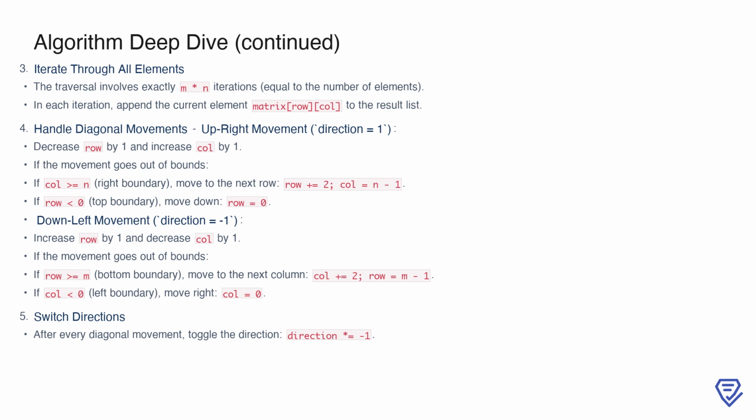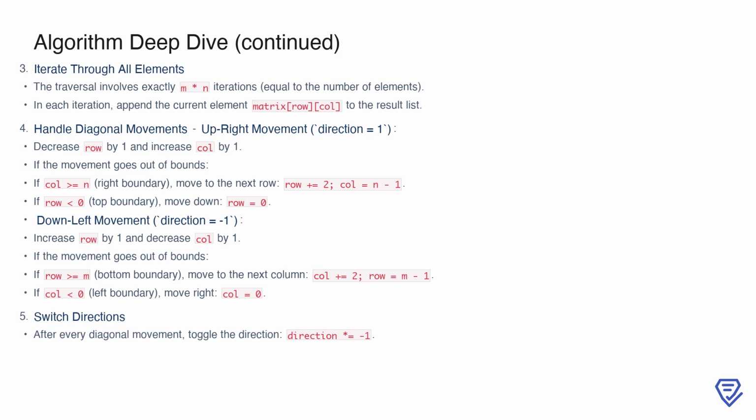The key part of the traversal is how we handle diagonal movements. For an up-right movement, we decrease the row index by 1 and increase the column index by 1. However, if this movement causes us to go out of bounds, either hitting the right boundary or the top boundary, we adjust. If we hit the right boundary, we move down to the start of the next diagonal by increasing the row by 2 and setting the column to the last valid index. If we hit the top boundary, we simply move down to the first row.